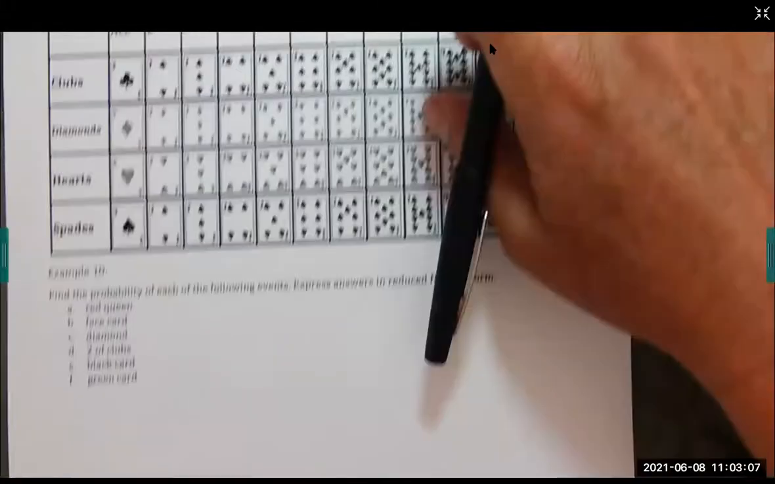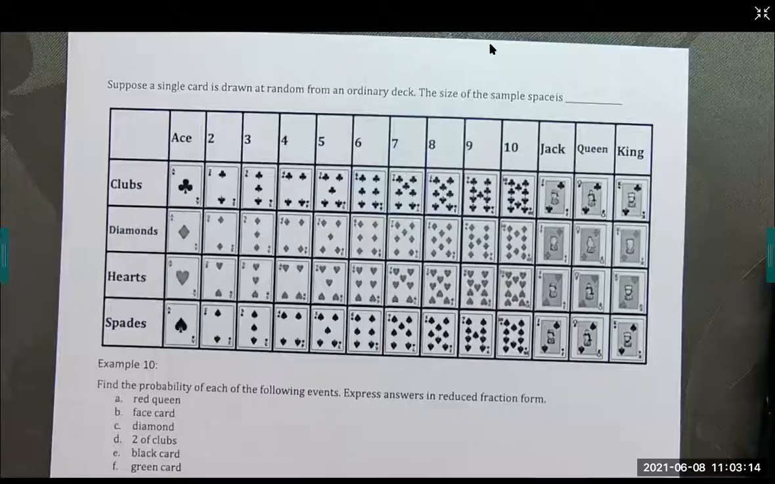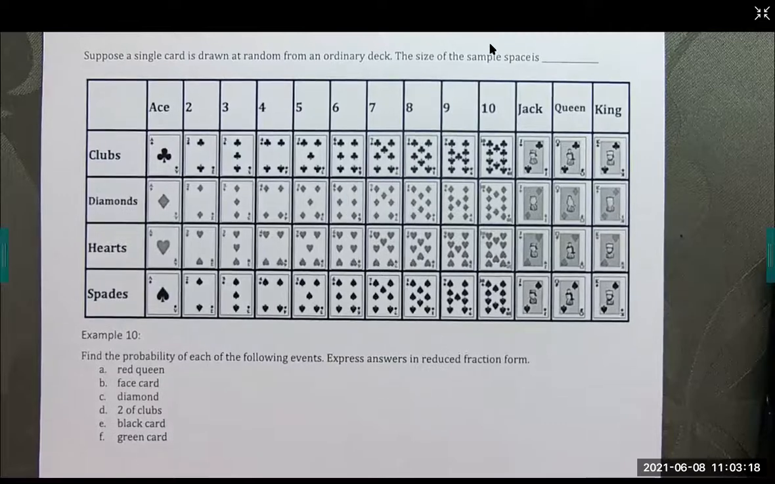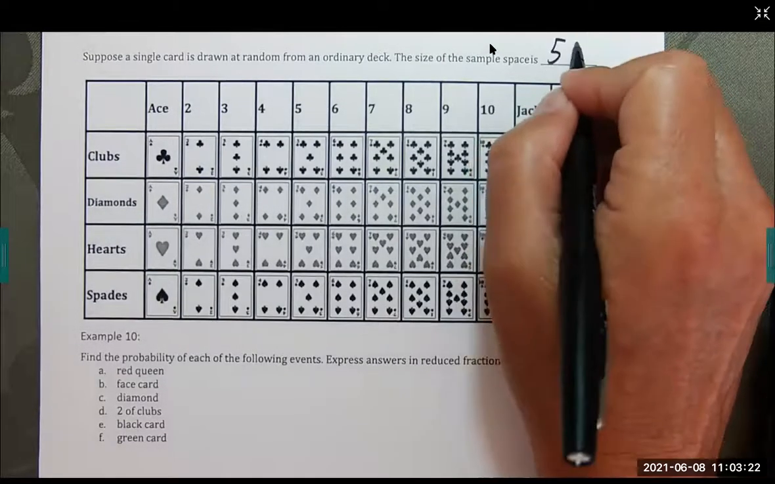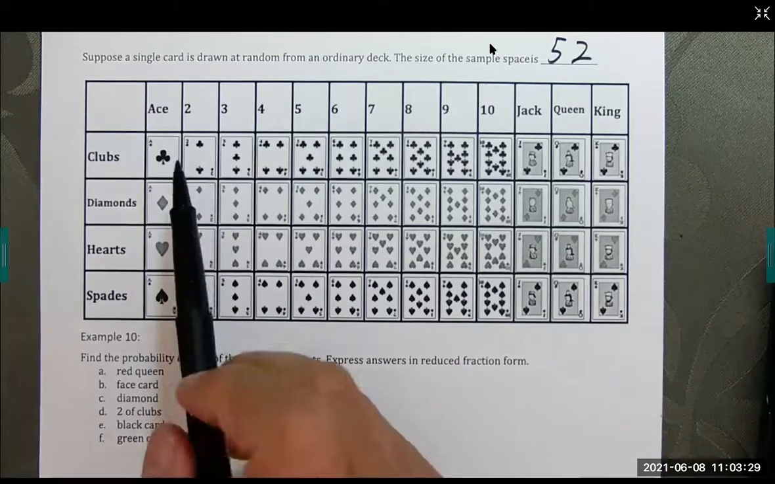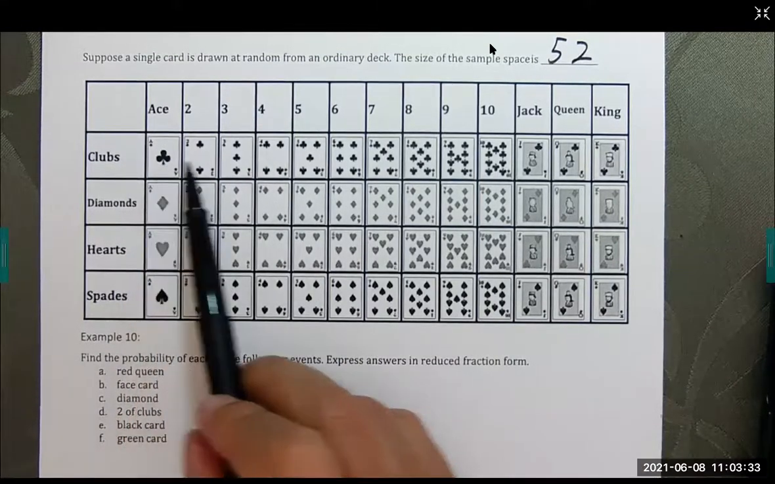All right, so now we have a deck of cards. If you're not familiar with cards, I'm sad for you. Cards are a lot of fun. There's more uses than gambling with them. And the size of the sample space is 52. Now, for those of you that are not familiar with cards, there are a 1 through 10, the one we call an ace, through 10.